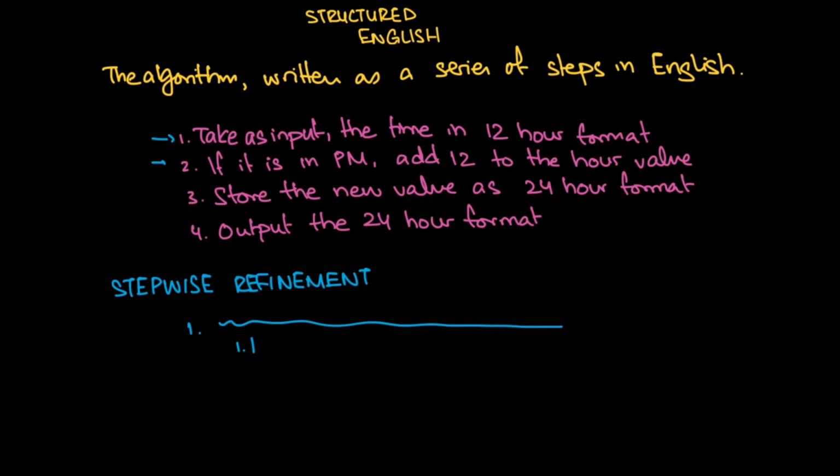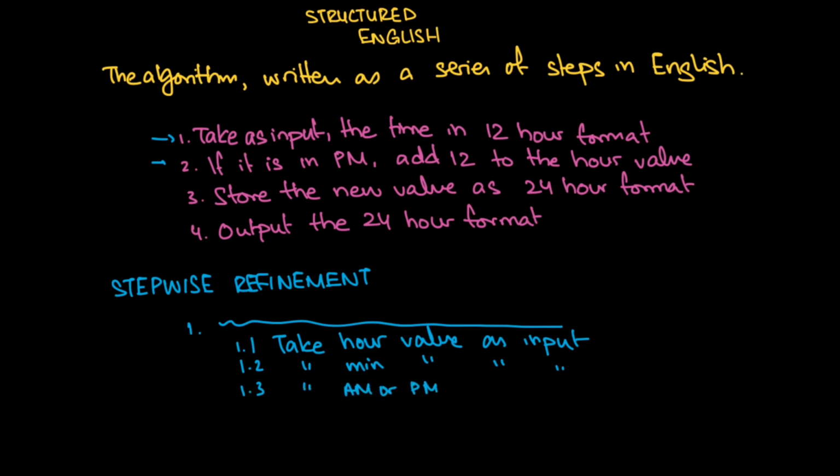So I could write 1.1, take hour value as input. Now we've split it up: instead of just taking time, we're now taking an hour value, and similarly take minute value as input. And now we should also take AM or PM as a separate value as input. So now you can see what was previously one task is now split up into three smaller, simpler tasks. That's the process of stepwise refinement.